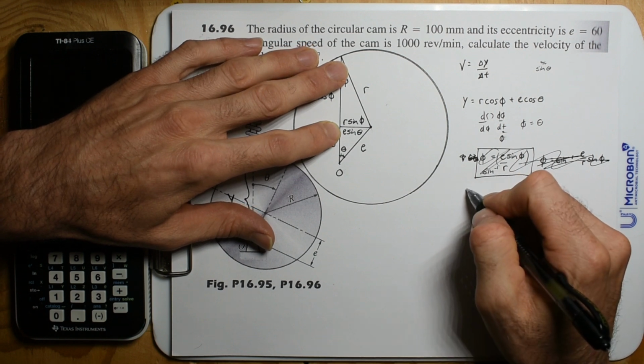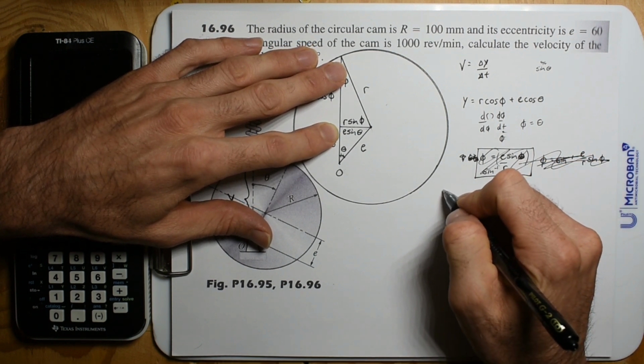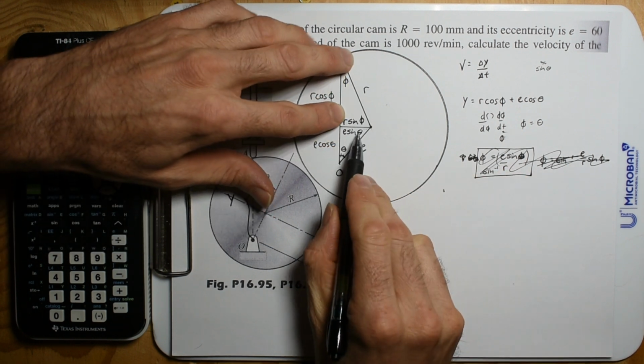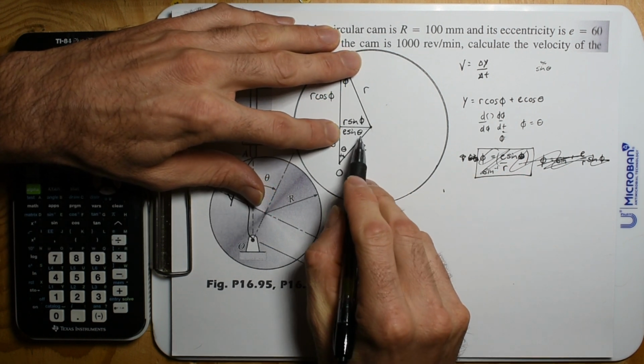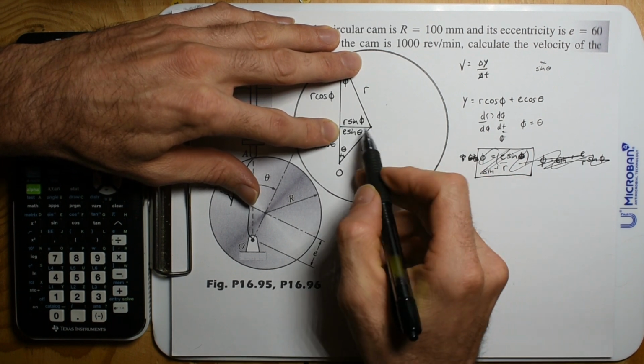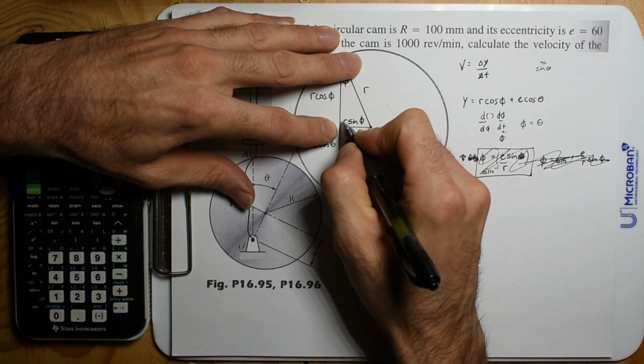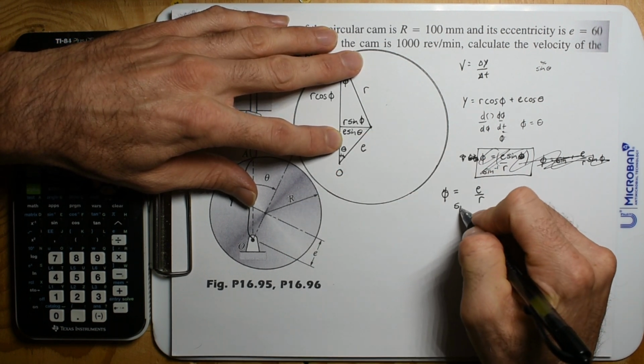So we're going to do... I think I should have said this is theta, but I'm just going to double check. If these are equal, and I want to get it in terms of phi, I'm going to say phi is equal to E divided by R. So we're going to get the R to the other side and then inverse sine that.